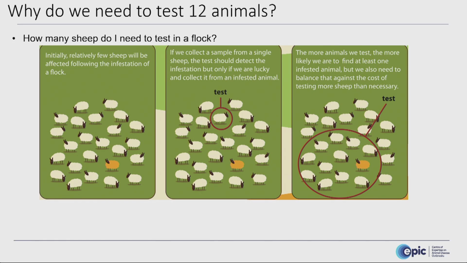There's an obvious reason to test 12 animals. This is work done by BIOS. And really it is about finding that balance between testing one animal and having very little chance of picking it up, or testing all of the animals and spending lots of money. And the magic number seems to be about 12, which gives us a 95% accuracy of picking up sheep scab should it be in that flock.